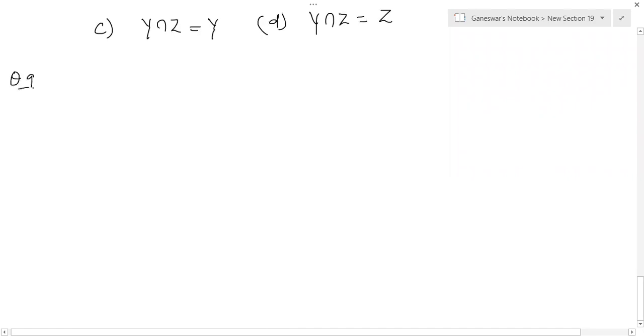Question number 9. Just look here. If L is a Banach limit, then which one is true?